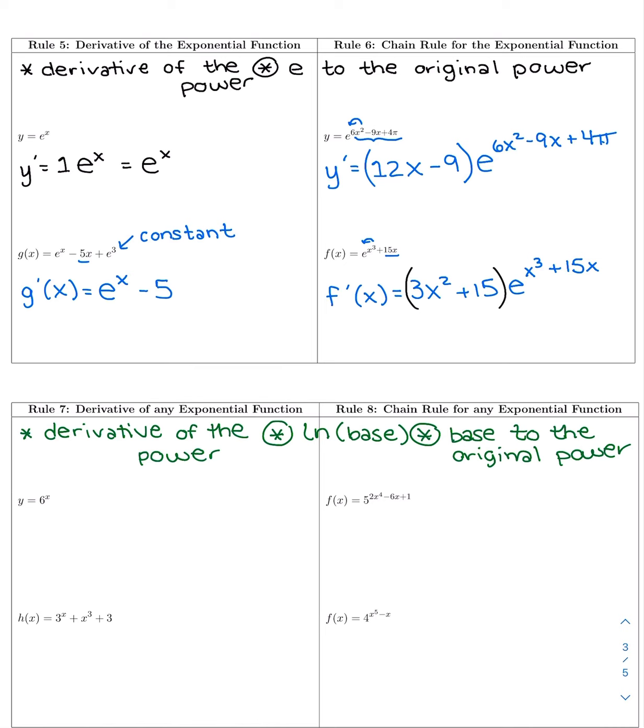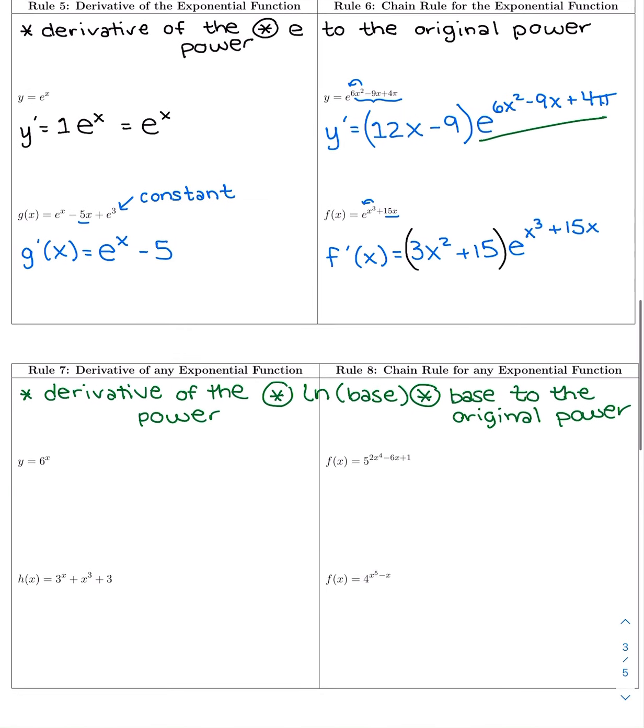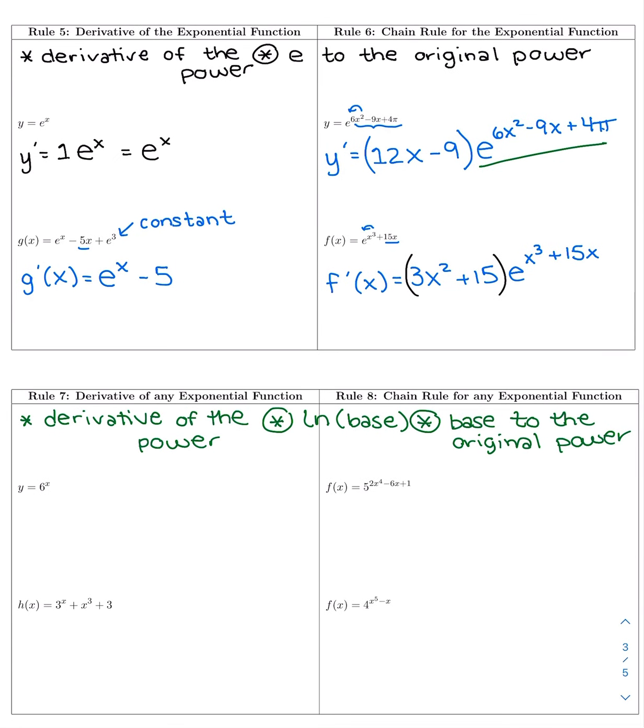So you'll notice all these exponentials end with the original function. So here the original function was e to the x cubed plus 15x. It ended with e to the x cubed plus 15x. That's going to be a pattern with any exponential, is going to have part of the function or the entire function as part of its derivative. So let's see that here.